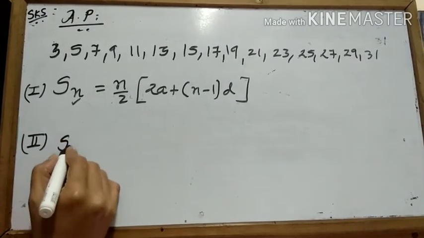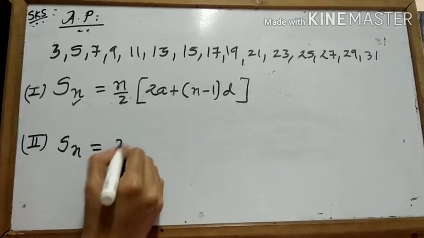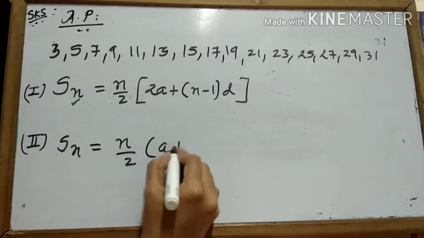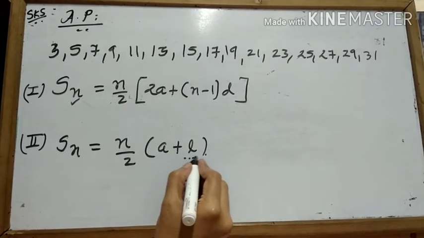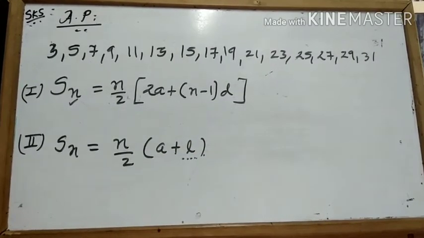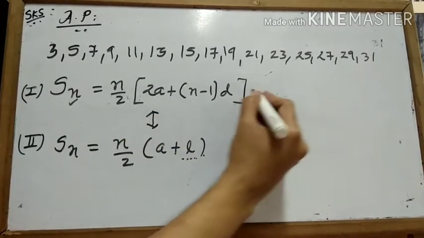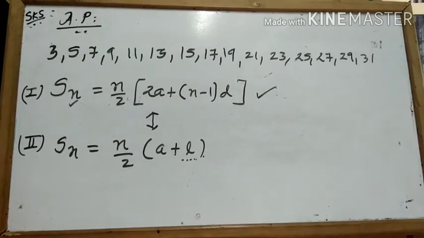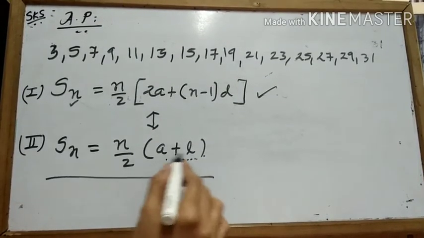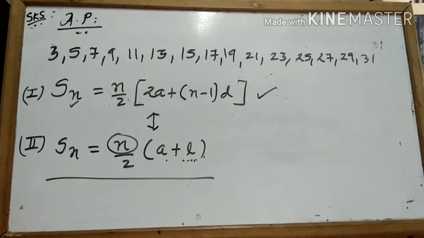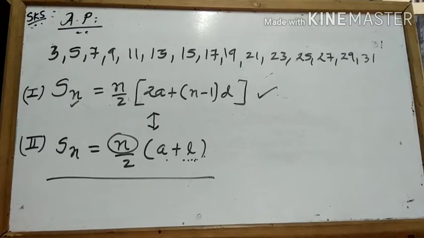So if I want to find out Sn for this case, I should know n by 2 bracket open a plus small l, where small l is the last term in a finite sequence. So either of these formulas you can use. This is the general formula where all the terms of the sequence are not known. This is specific if you know the first term as well as the last term and the number of terms. My dear friends, this will be useful to you in the third exercise.